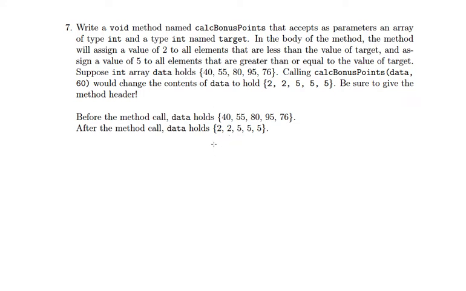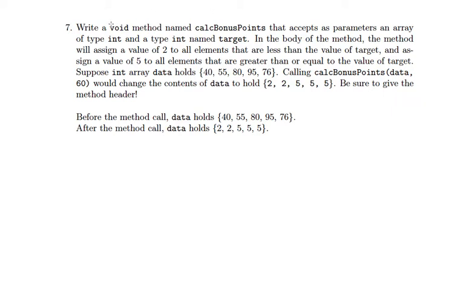Okay, for question 7, we're going to be writing a method. Now I really am lying because I see it takes an array. Write a void method named calc bonus points that accepts an array, basically, and a type int named target. Okay, now I'm just going to stop reading here because before I get all nervous about what this method is supposed to do, I'm going to at least write the method header successfully.